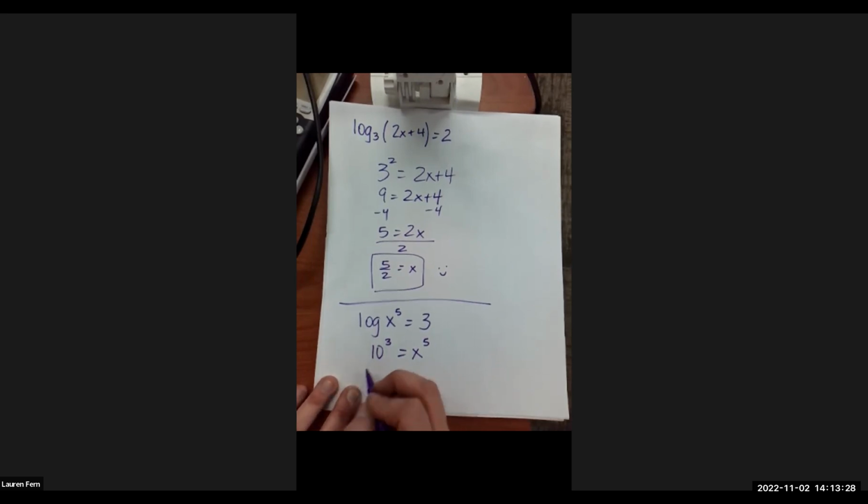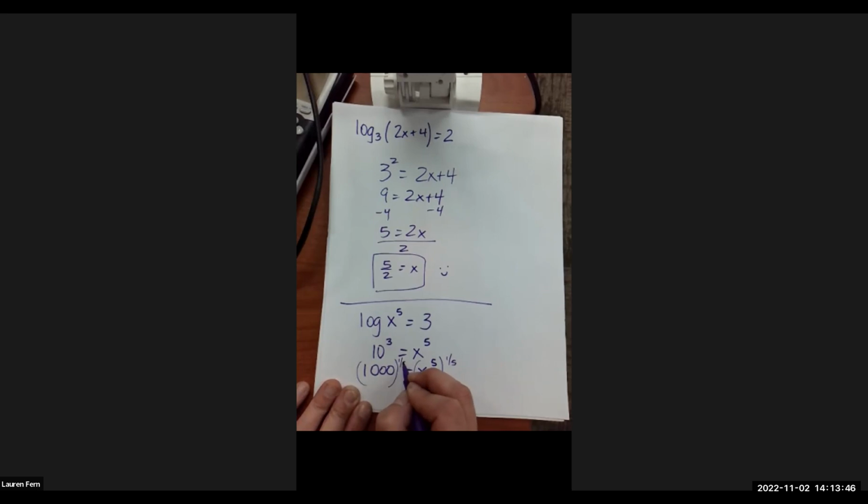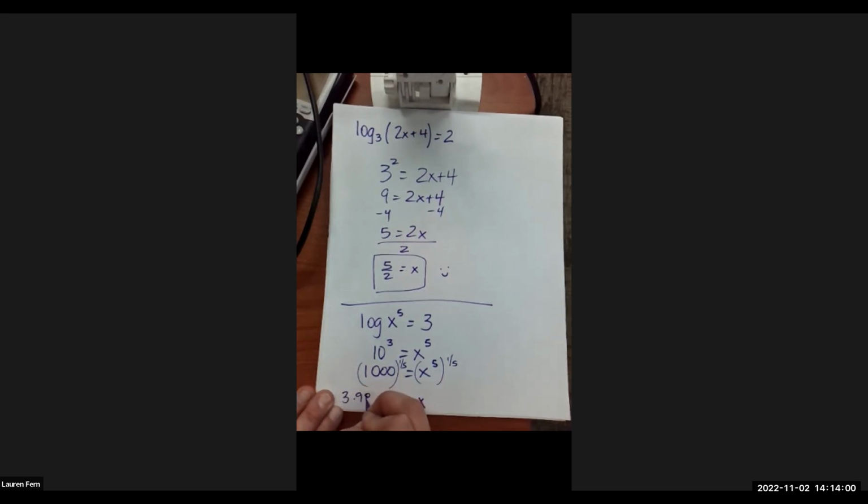What's 10 cubed? 1,000. But I don't want x to the fifth, I want x. How do I get rid of raising something to the fifth power? Raise both sides to the 1/5 power. And if you compute 1,000 raised to the 1/5 power, you're going to get about 3.981.